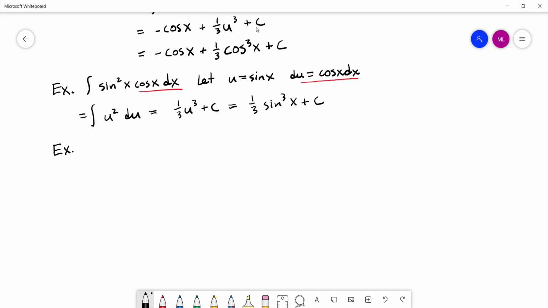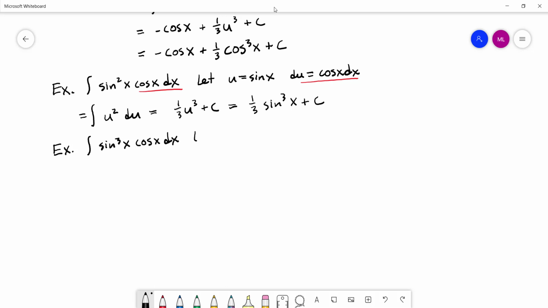What would I do if I had the same problem but simply a sine cubed of x, cosine of x dx? So think about this one for a minute. How would this one differ from the one that we just did up here? The answer is it basically wouldn't. We're going to do the exact same u substitution. The only difference is instead of winding up having to integrate u squared, in this case we're going to integrate u cubed, and we'll wind up with 1/4 sine to the 4th of x.